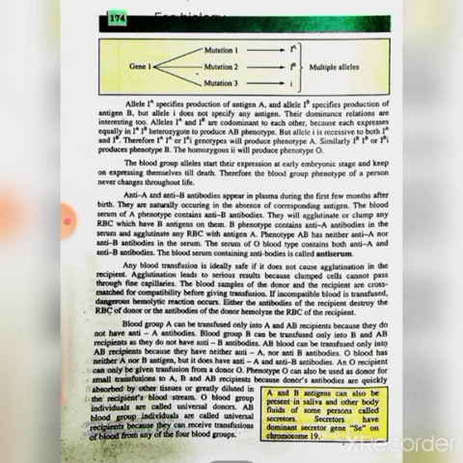Therefore, IA IA or IA i genotypes will produce phenotype A. Similarly, IB IB or IB i produces phenotype B. The homozygous small i i will produce phenotype O.